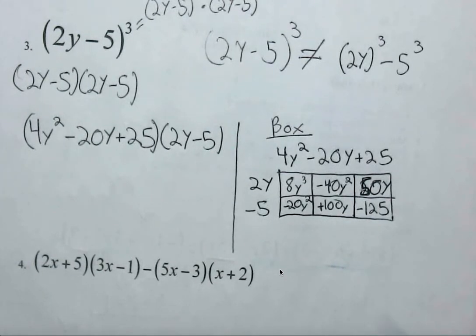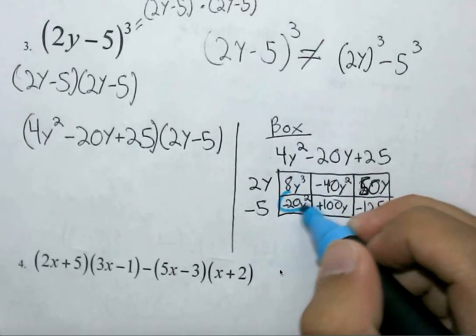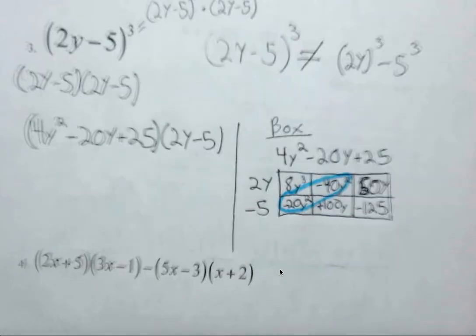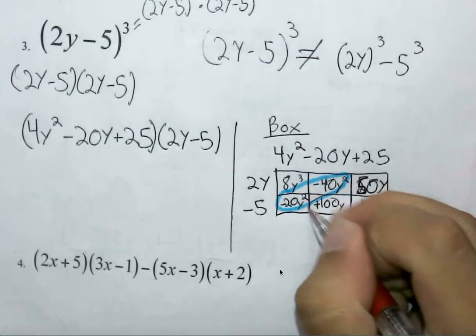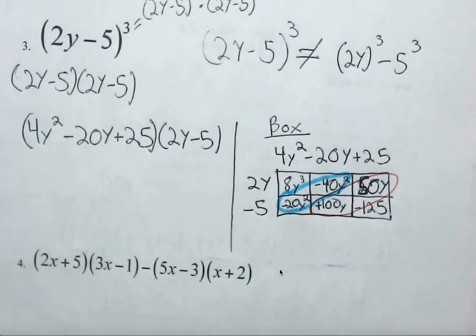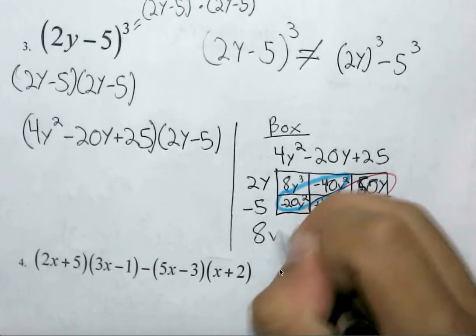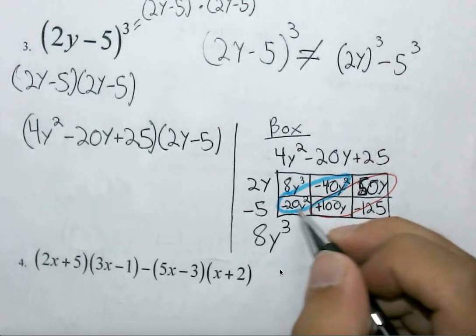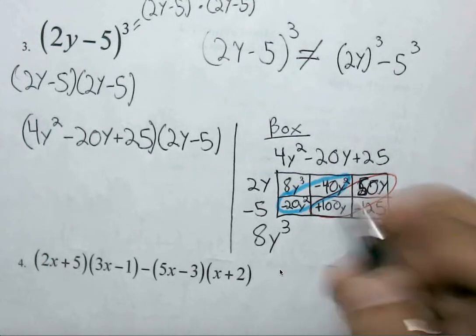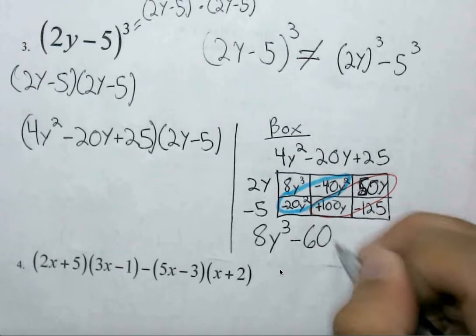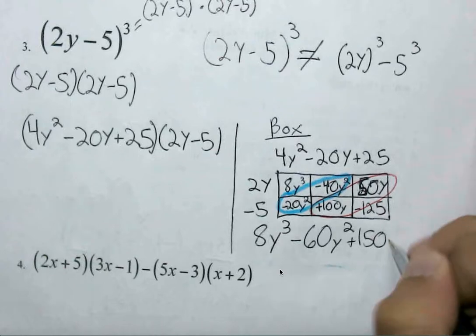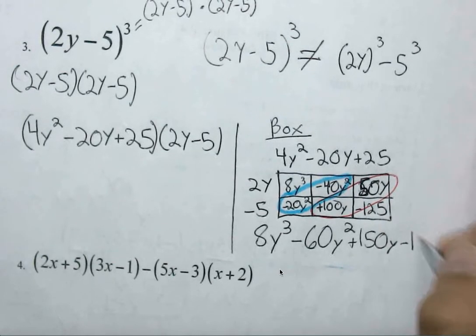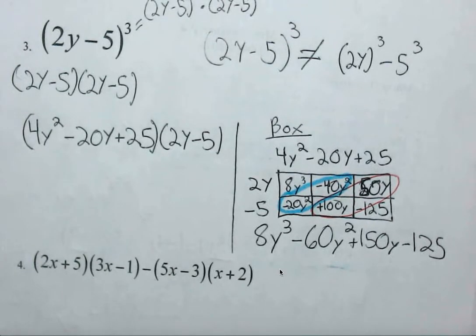So the diagonals are what we can combine. So this here is just y squared terms. Notice that. Here we only have y terms. So if we take this further, 8y cubed is leading this. Negative 20y squared deducting 40y squared gets us negative 60y squared. Adding on 150y, deducting 125. That's our final answer.